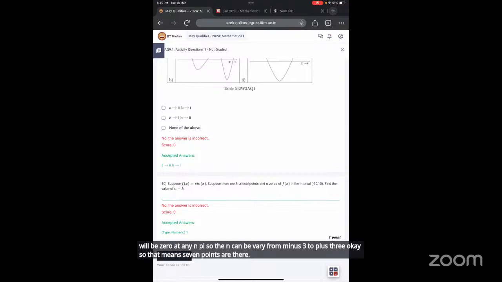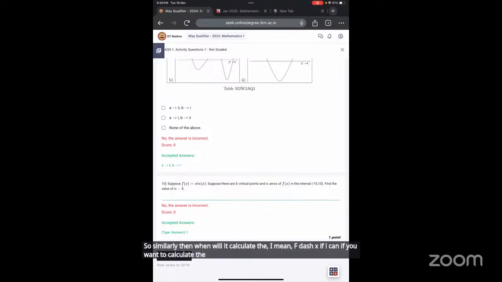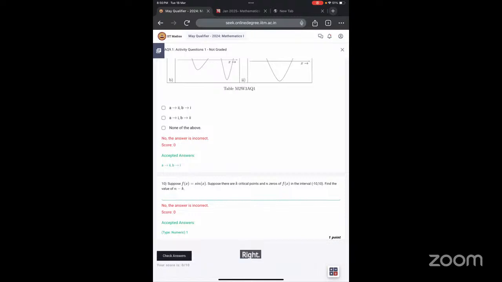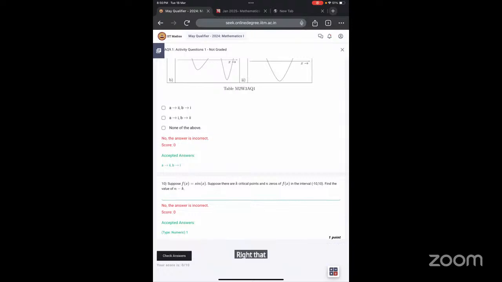Similarly, when we calculate f dash x, if you want to calculate the critical points, you have to calculate f dash x, so we have a cos x. Now again, we have to find in the range minus 3 pi to 3 pi how many zeros of cos there are, right? That means the odd multiples of pi by 2.